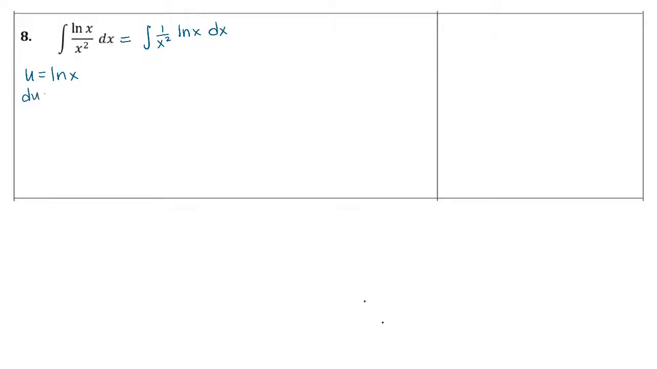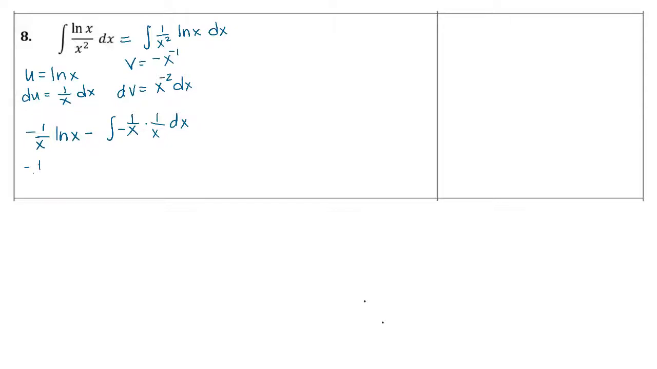And then du is going to be 1 over x dx. And then dv, again, that's going to be 1 over x squared, or x to the negative 2 dx. And so when I integrate that, I'm going to have negative x to the negative 1. So now we're ready to go through our process. So we have uv, so I'm going to have negative 1 over x times natural log of x minus the integral of v du, which is going to be 1 over x dx.